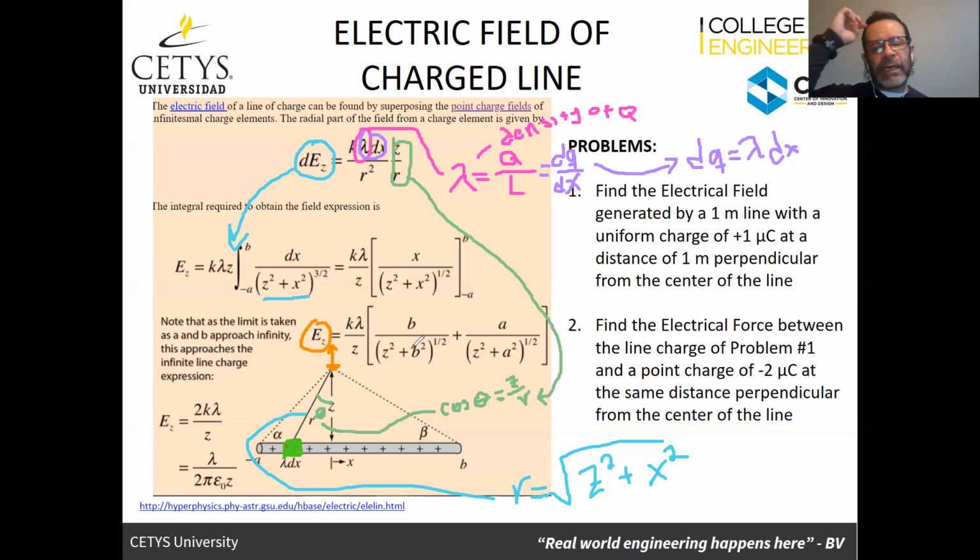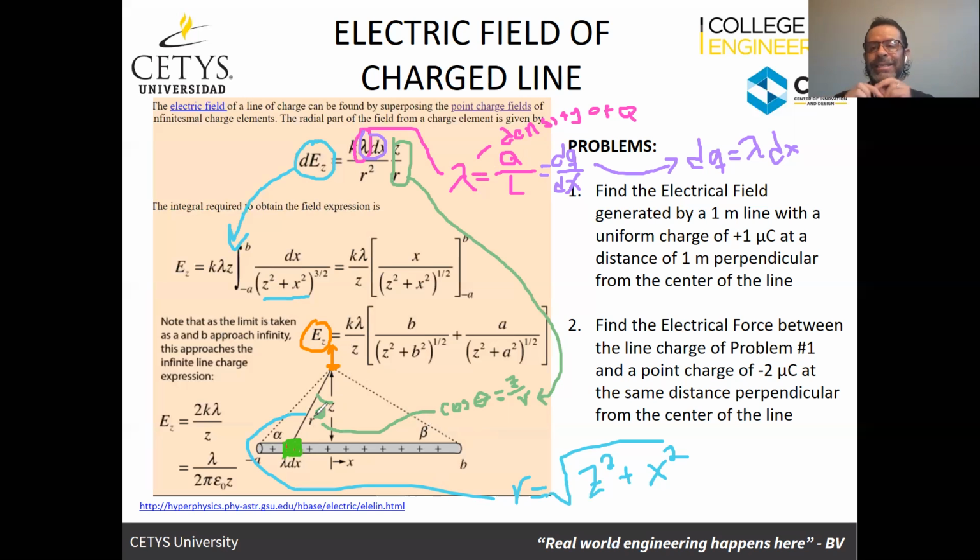And so we notice that, as a difference from the point charge, that electrical field is going to consider the two distances, meaning the distance from the point to the left and to the right. It's also going to consider the distance z that goes from the line perpendicular to the point. And it's going to consider lambda, which is the density of the charge divided by the distance. Okay.